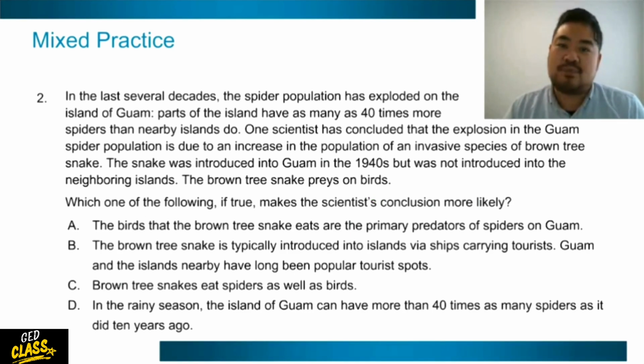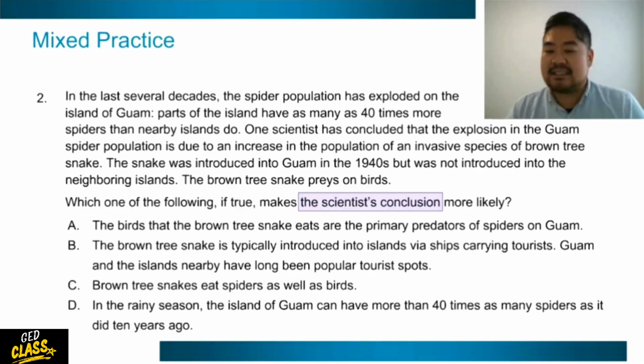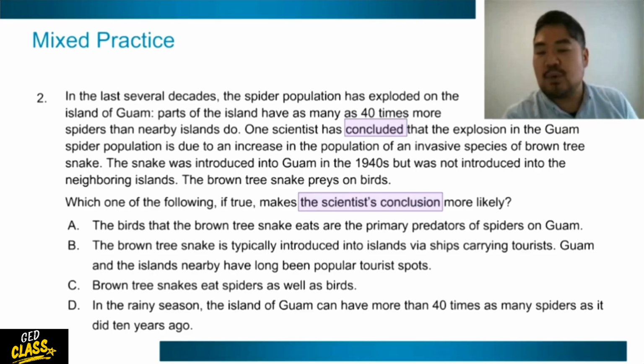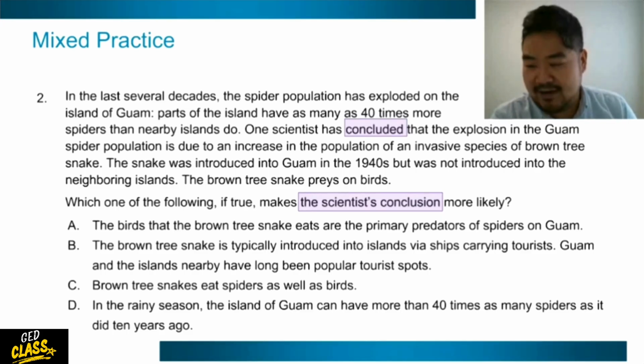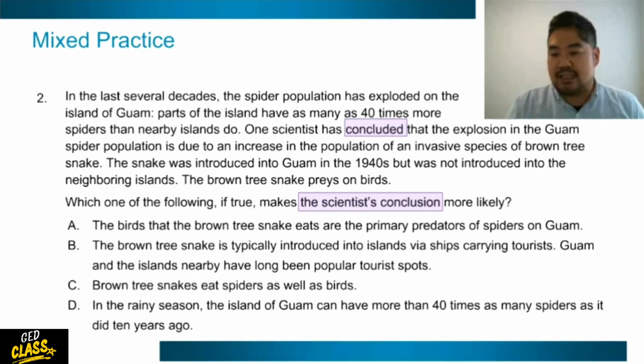Well, as I'm reading it, the first thing I'm going to look for is the conclusion. And what is that conclusion in this paragraph? Well, you probably noticed it when you read through it. That second sentence in that paragraph says one scientist has concluded. Now, what has the scientist concluded? The explosion in the Guam spider population is due to an increase in the population of invasive species of brown tree snake. So we see there's an increase in the population of brown tree snake.